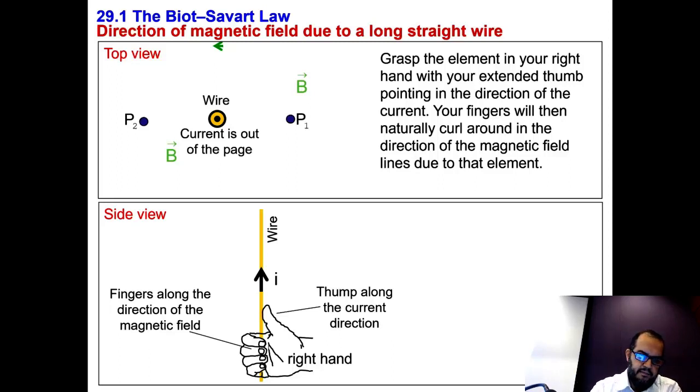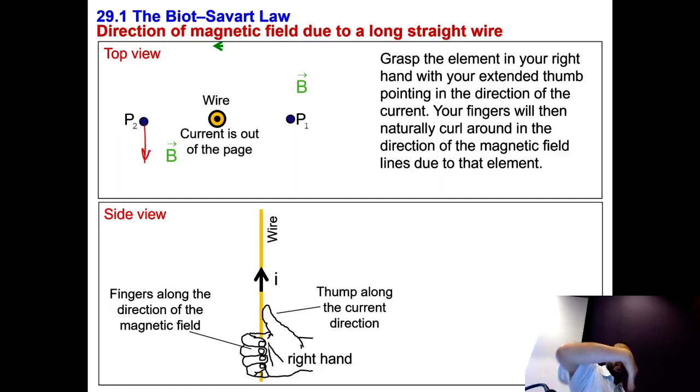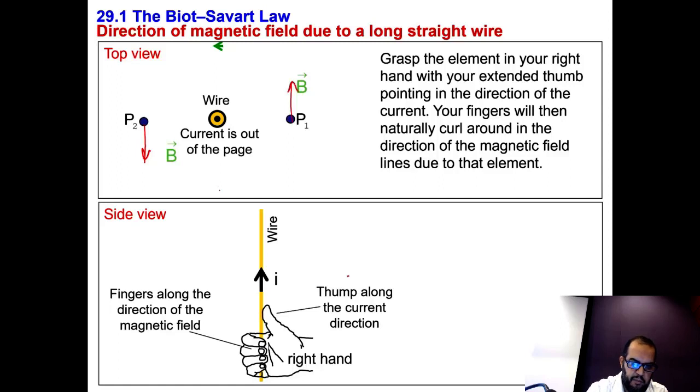All right. So if you place your thumb in the direction of the current and you swing with your fingers, so here, the thumb is coming out of the page, direction of the current. If I swing at point P2, you can see the magnetic field is pointing down. But if I swing at point P1 with my fingers, the magnetic field is now pointing upwards. So if I have a point here, same thing. It will be pointing in this direction. If I have a point here, it will be pointing in this direction.